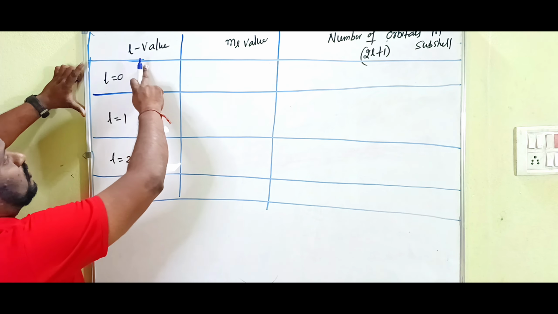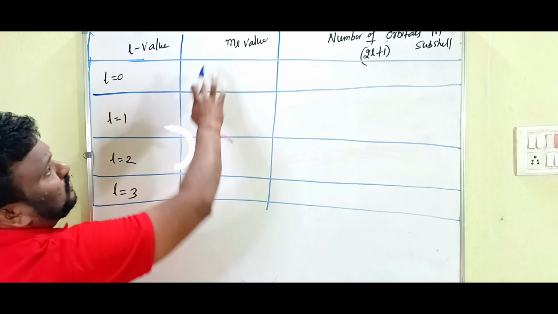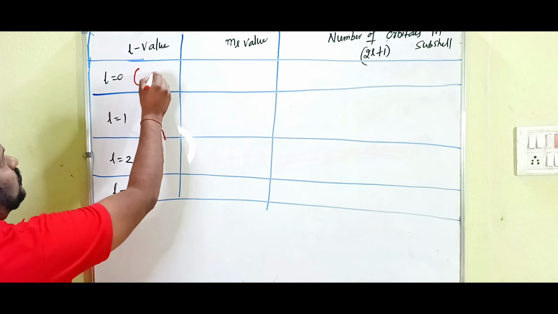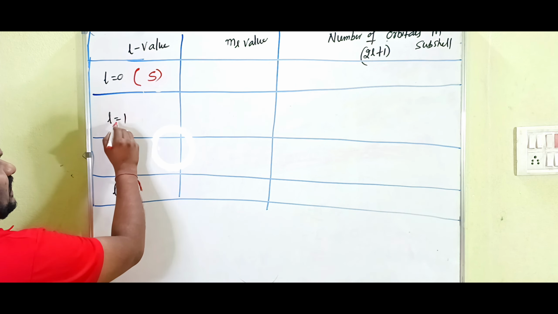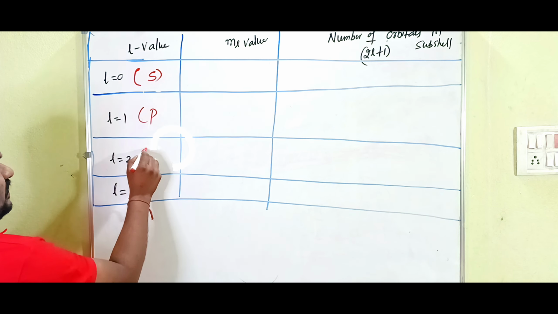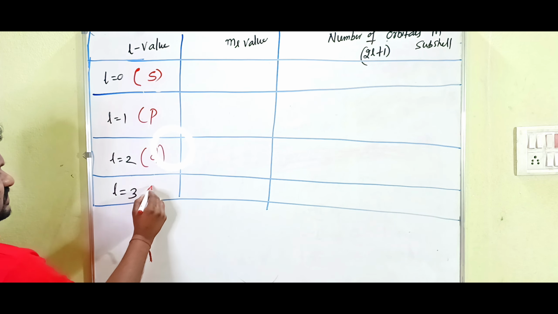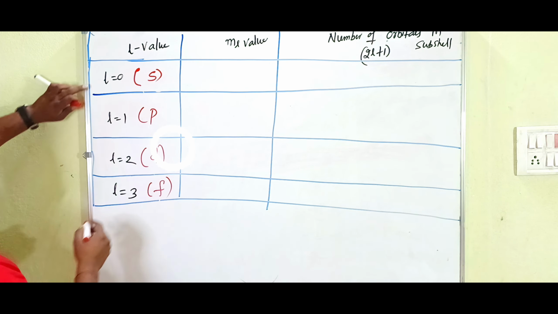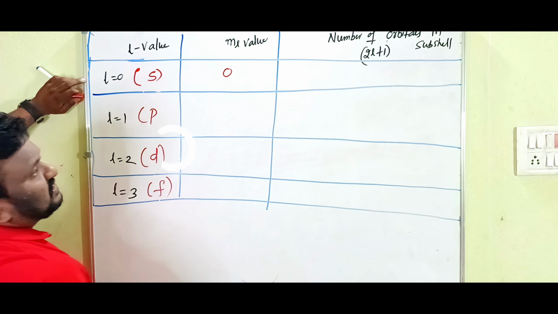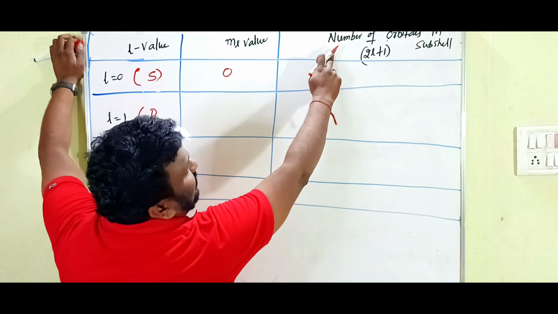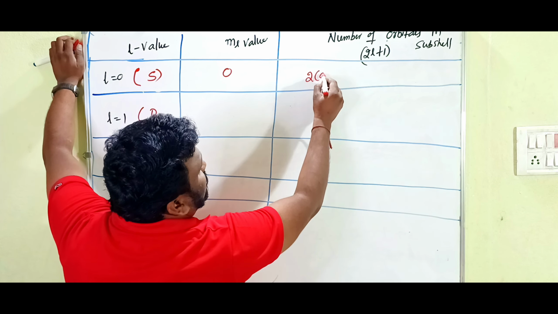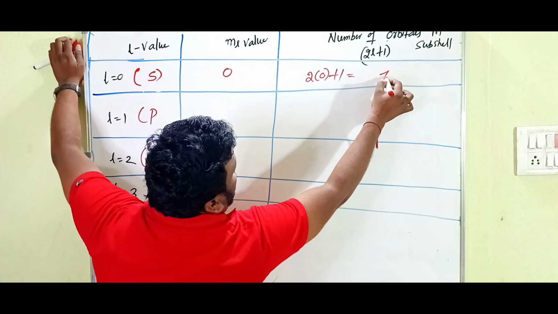Look at the table here: l value, m_l value and number of orbitals in the subshell. What we know, children, is that when l equals 0 it is the s subshell, when l equals 1 it is p, when l equals 2 it is the d subshell, and when l equals 3 it is the f subshell. When l equals 0, the m_l value is 0. Then the number of orbitals in the subshell, the formula is 2l plus 1. 2 into 0 plus 1 equals 1.